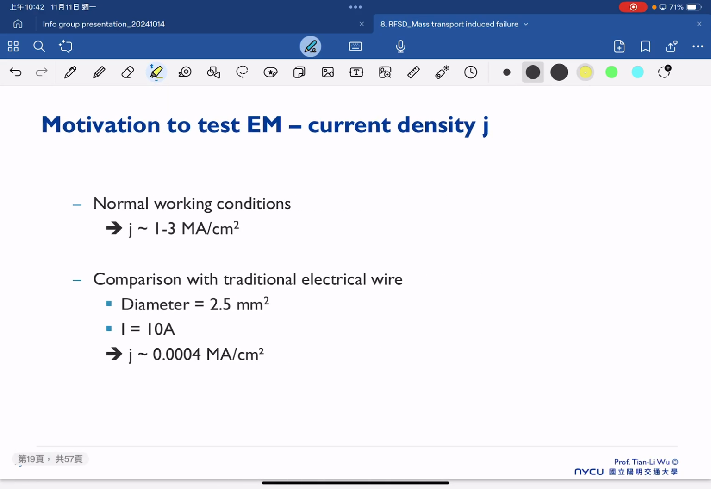So the motivation to test the electron migration is that if we consider the normal working condition nowadays, the current density going through our interconnection line is around 1 to 3 MA per centimeter squared. Probably you don't have a feeling for how large it is, but compare it to the traditional electrical wire, the black electrical wire you see when you plug in your charger. The current density in the black electrical wire is so low compared to our current density in our interconnection line. So that's why this electron migration is getting serious. You won't see this in a typical cable line because cable line current density is way too low. But in our chip, in our product, current density is very high.